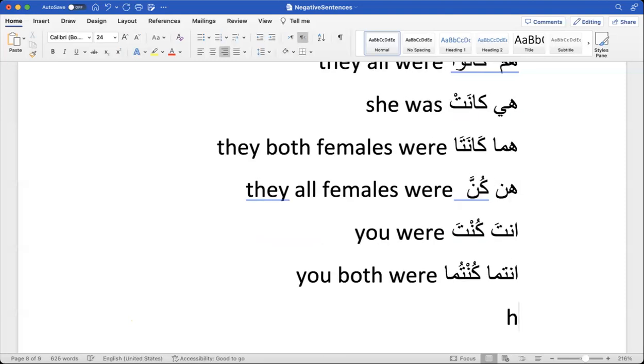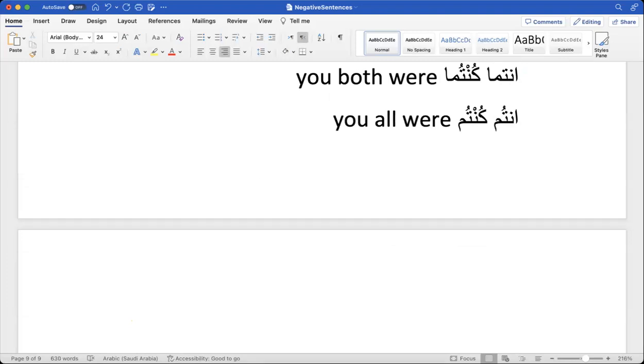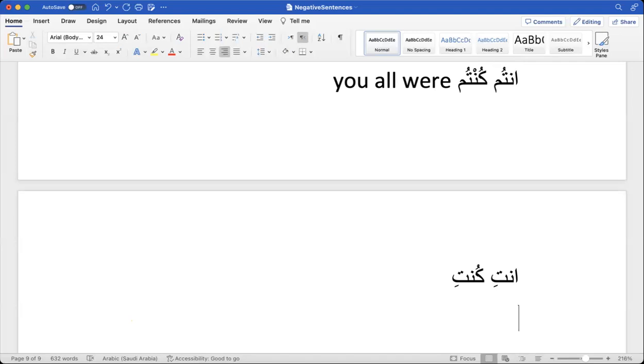Then you have antum. Kuntum. Yes. Antum will be kuntum. You all were. Okay. Then what about anti? Kunti, kuntuma, kuntunna. So anti, it will be kunti. I will not write the meaning, you write it yourself. Antuma will be same. Antunna will be kuntunna.